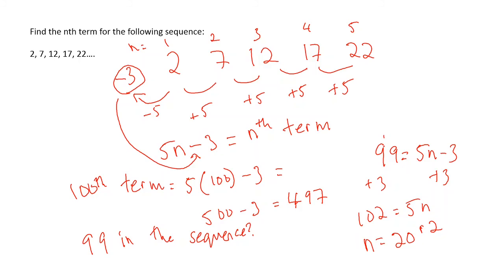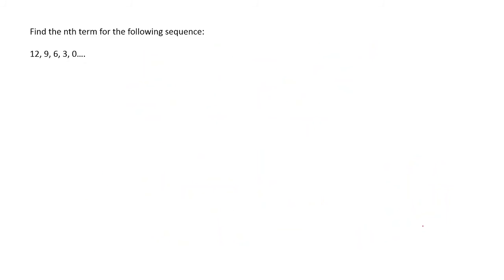Let's take a look at one last one. Now I've got a sequence that goes down. A bit tougher to do, maybe. Let's take a look. So I'm going to rewrite it out: 12, 9, 6, 3, 0. Well, what's happening here? It's going down by 3 every time. It's not getting bigger, it's getting smaller.